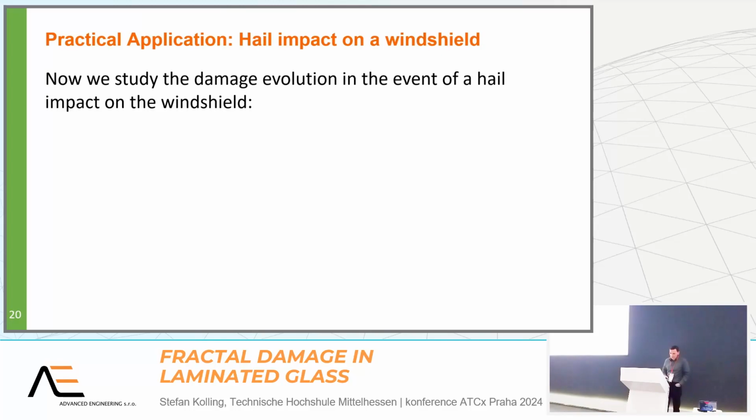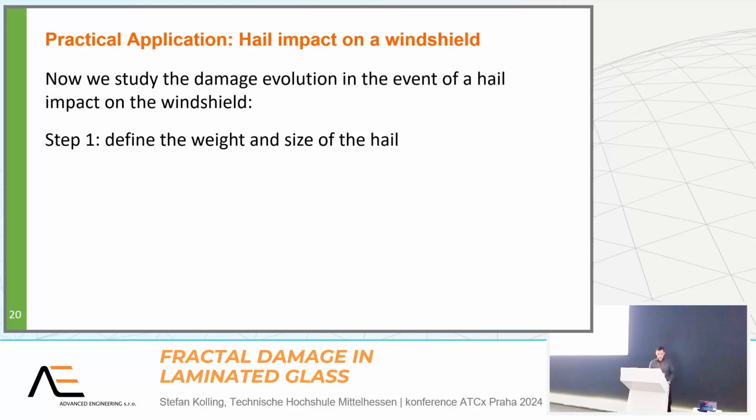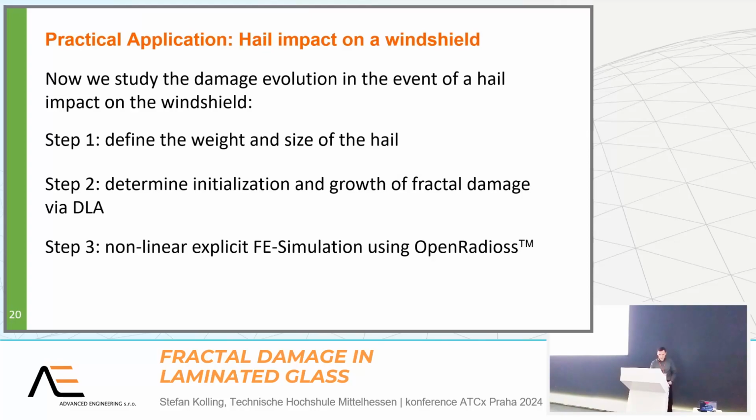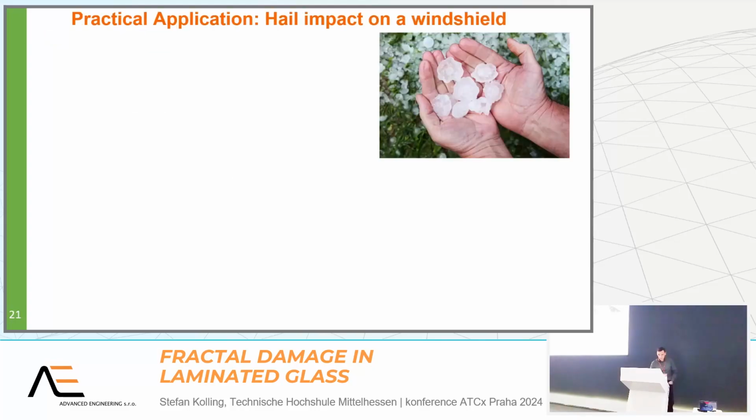Now on practical application, hail impact on a windscreen. So now we study the damage evolution in the event of hail impact on a windshield. Step 1, define the weight and size of the hail. Step 2, determine initialization and growth of fracture damage via DLA. And the third step, nonlinear explicit FE simulation using OpenRadioss, which is available.